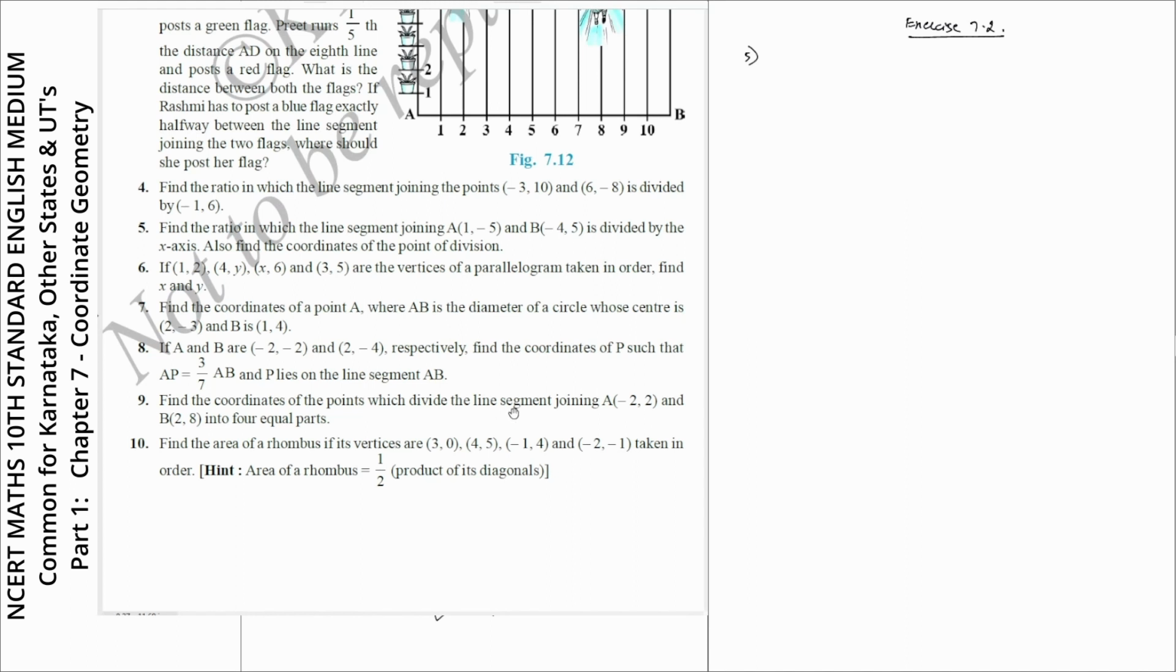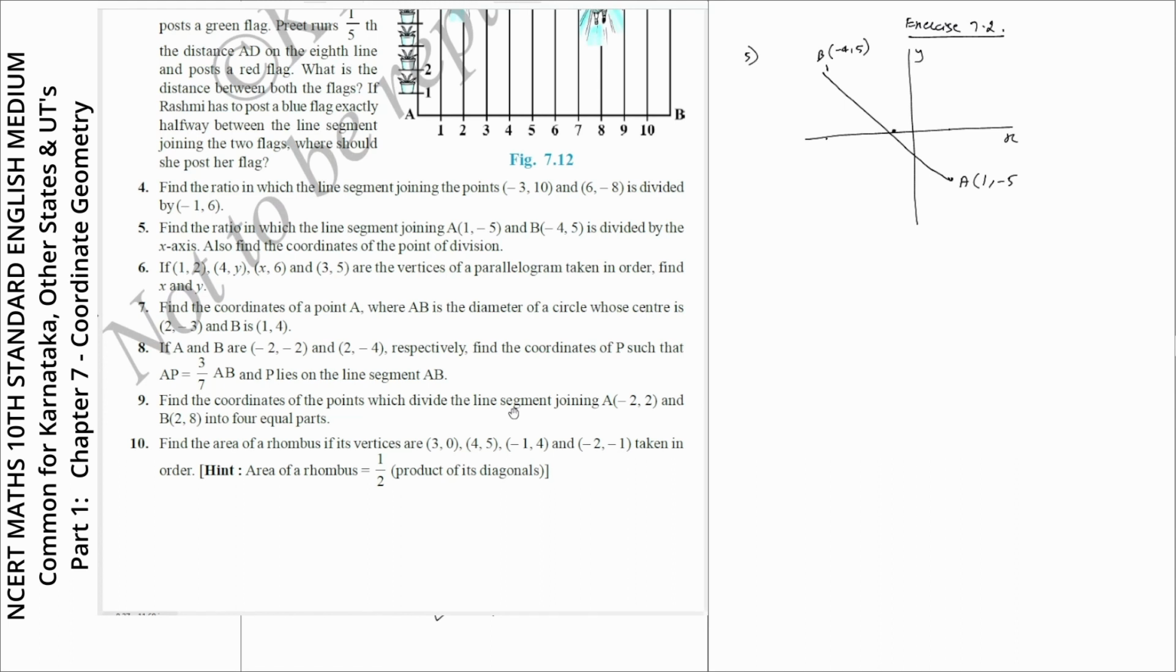So here there are 2 points, and the first point is 1 comma minus 5. That means it is somewhere here. It's given as A only, 1 comma minus 5, and B is minus 4 comma 5. That means it is somewhere here. Now if I join these 2 points, the x-axis will cut this line, right?